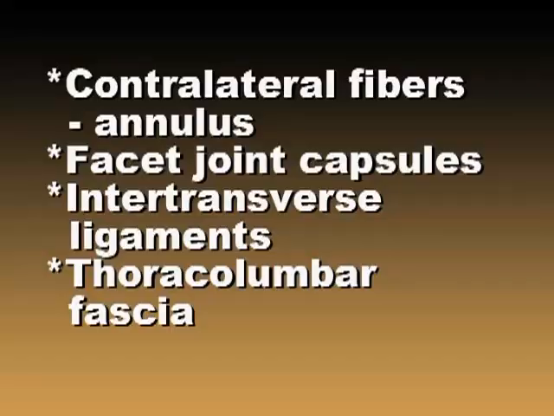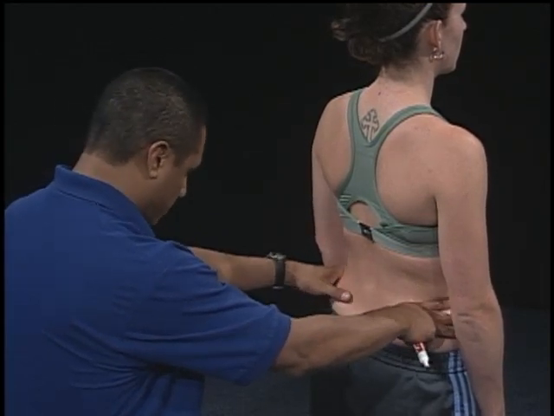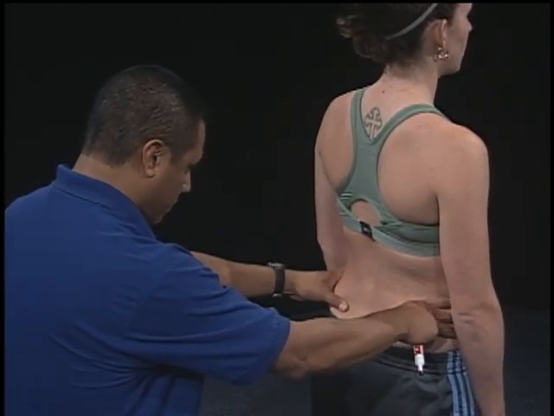The normal end feel of the joint is firm because of tension in the contralateral fibers of the annulus, facet joint capsules, intertransverse ligaments, thoracolumbar fascia, and the various other muscles. Refer to your text for a complete list. You're now ready to measure the joint range of motion.